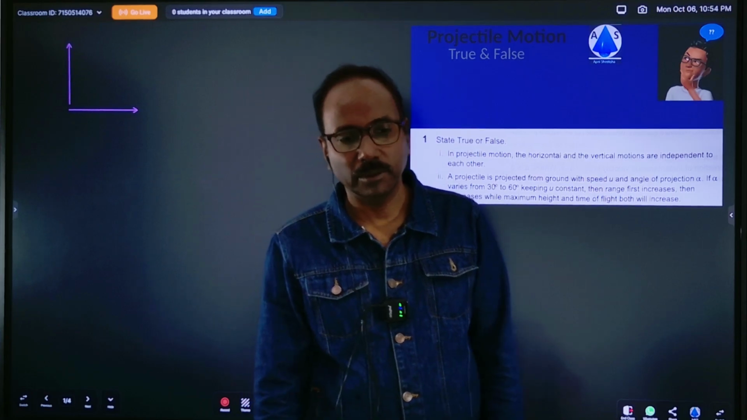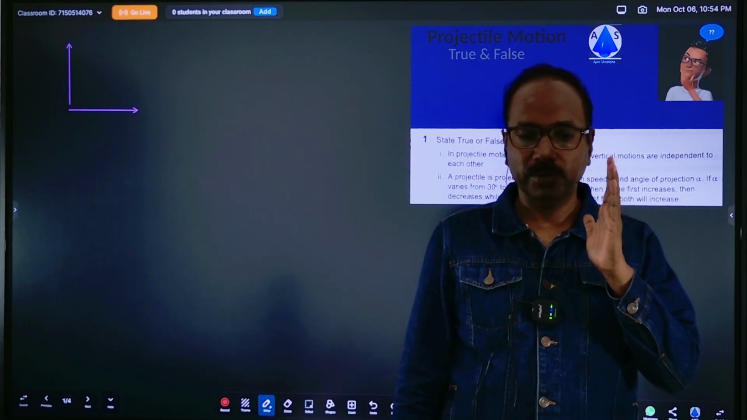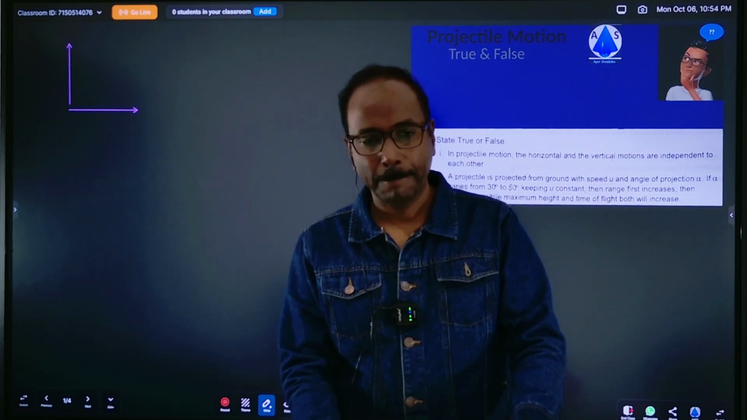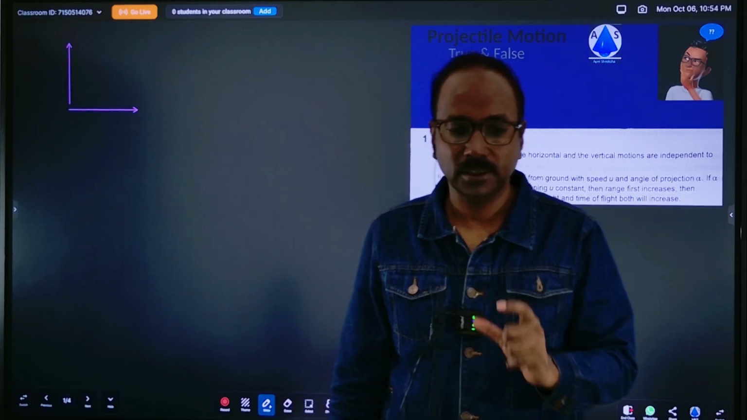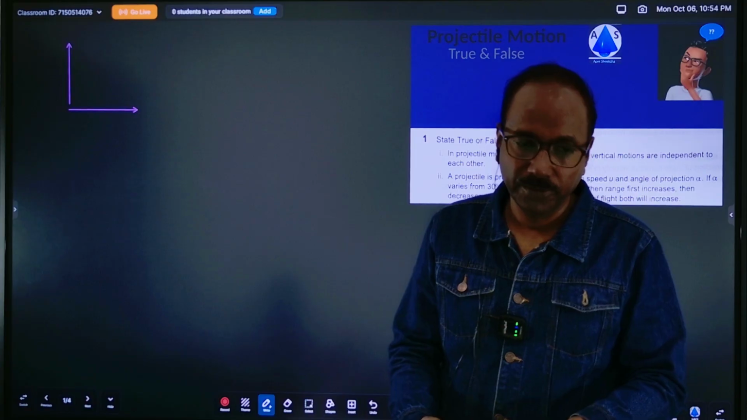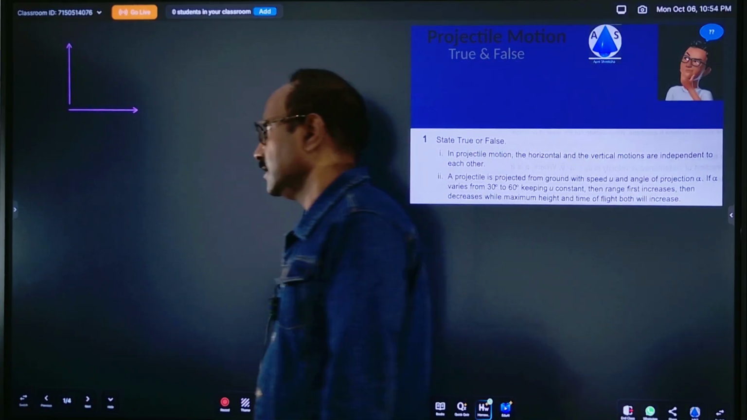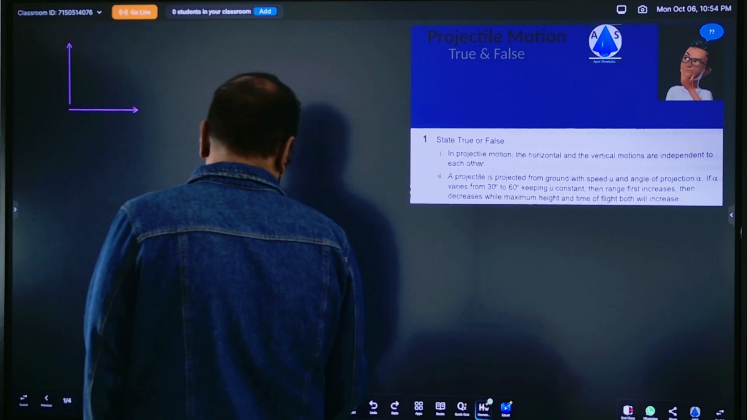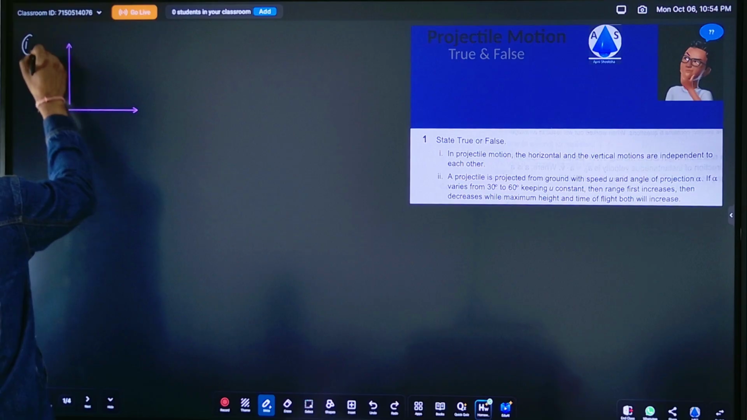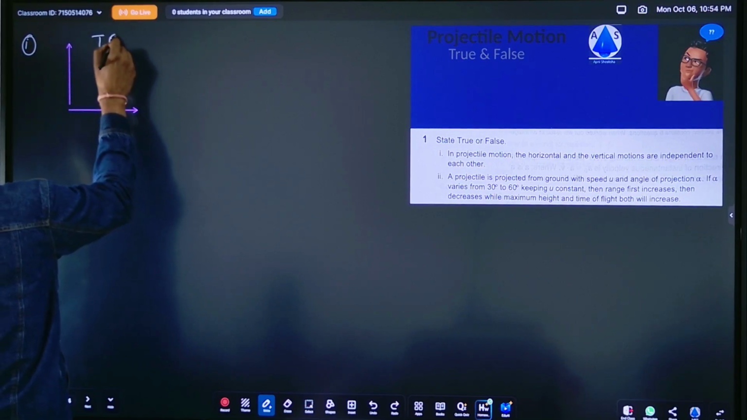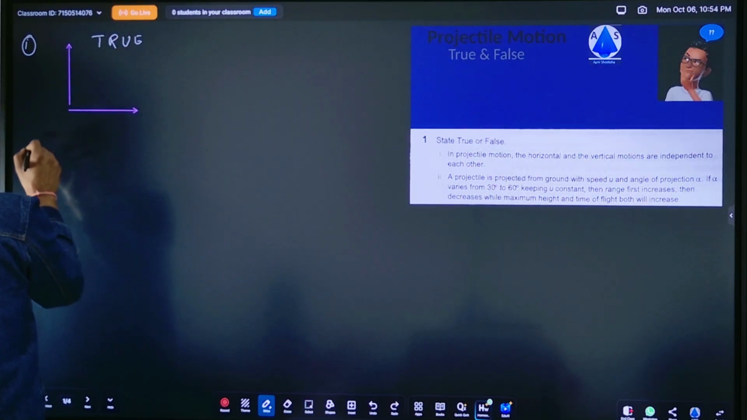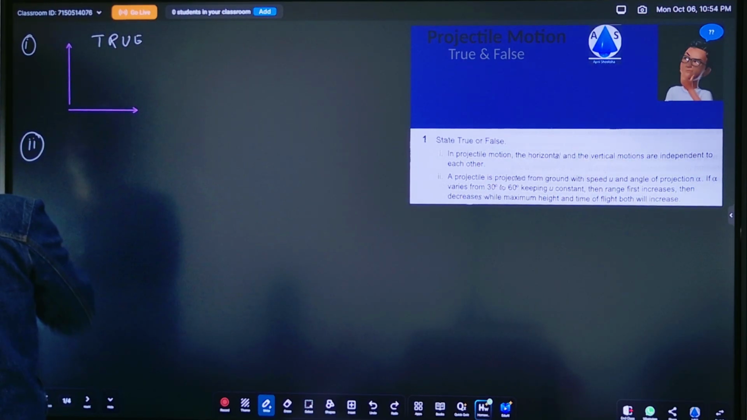Basically, the motion will be a combination of vertical motion and horizontal motion. But these two motions are not affecting each other. So we can say that it is independent to each other. So our part 1 answer will be true. Now let us look at the second part.